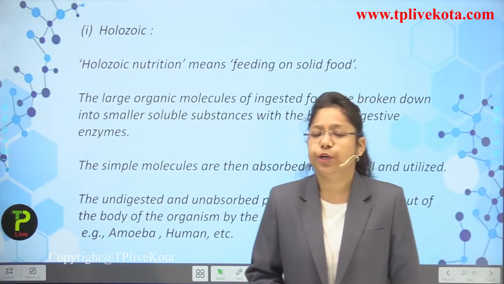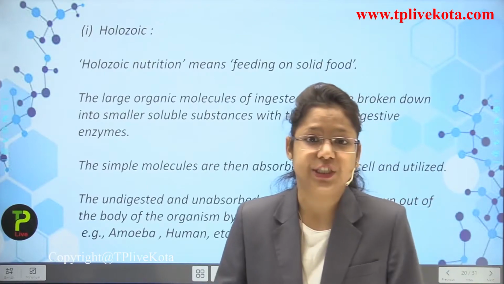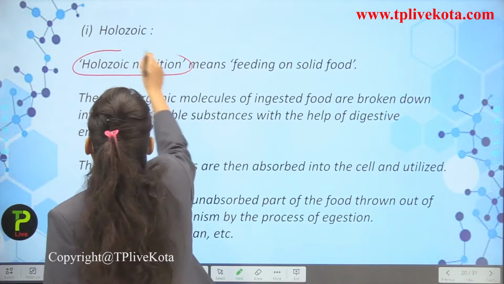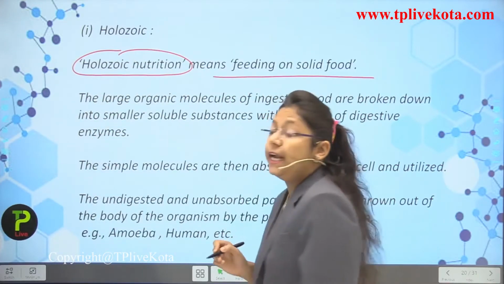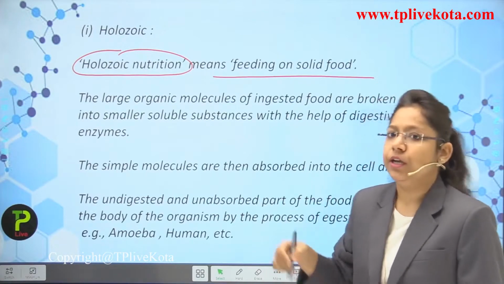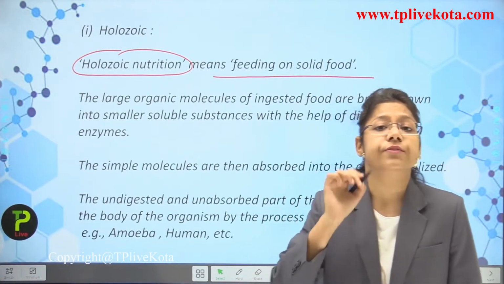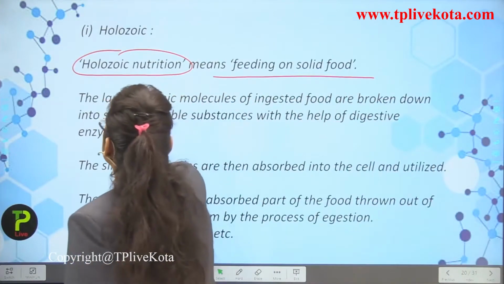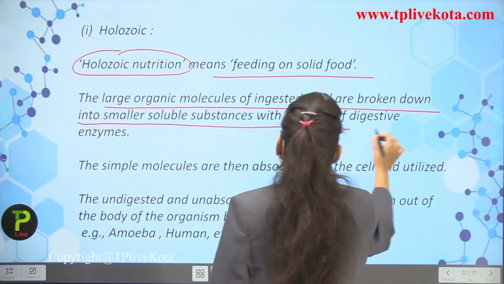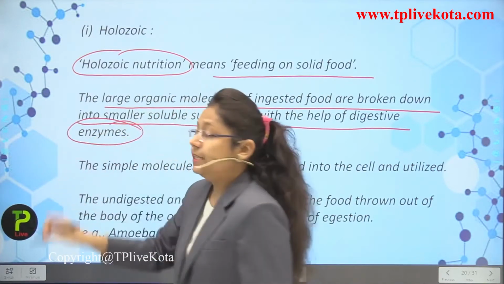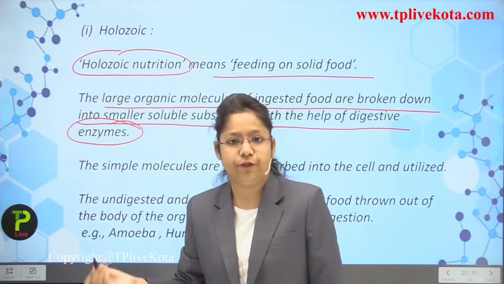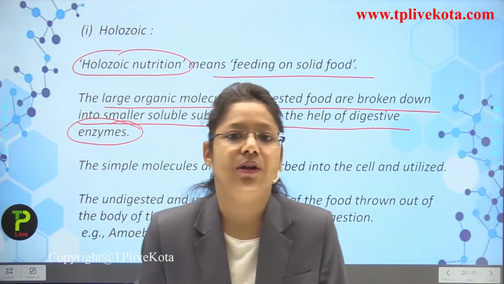So, students, I am going to start with the first mode of nutrition, that is holozoic. So, what is holozoic? Holozoic nutrition means feeding on solid food. So, any kind of organism which is feeding upon solid food is known as holozoic mode of nutrition. So, the large organic molecules of ingested food are broken down into smaller soluble substances with the help of digestive enzymes. Now, I am just taking an example of a human body. What we do, we eat fruits, we eat vegetables and the non-veg part also.